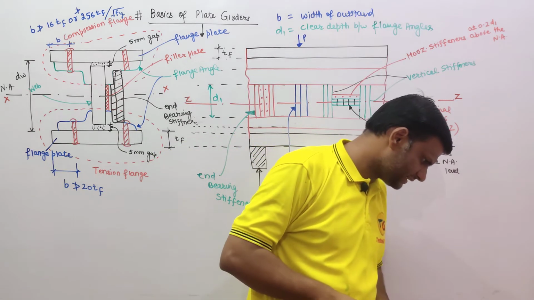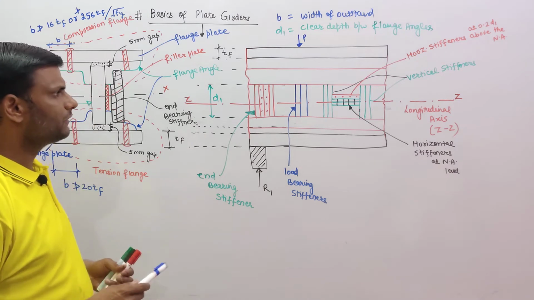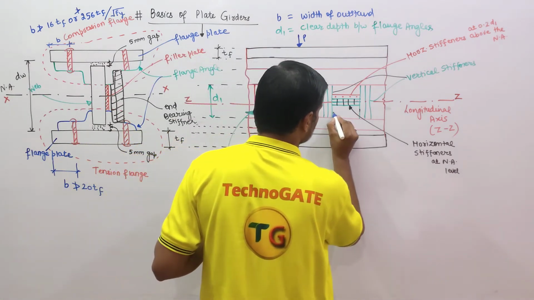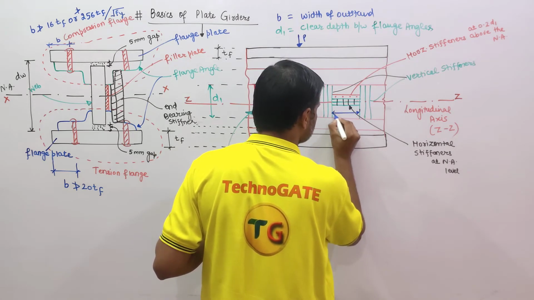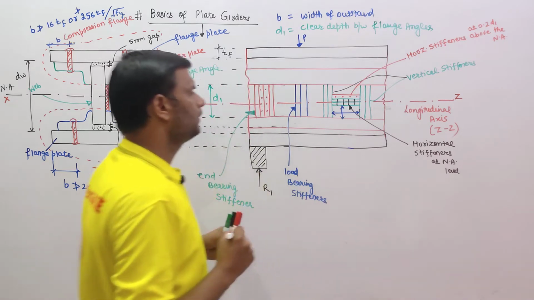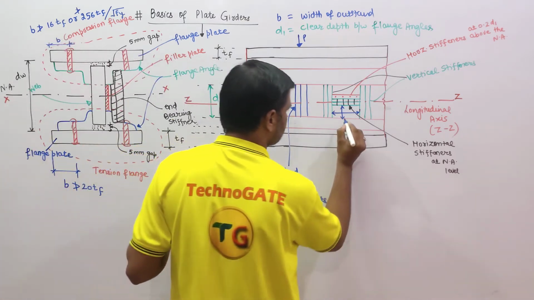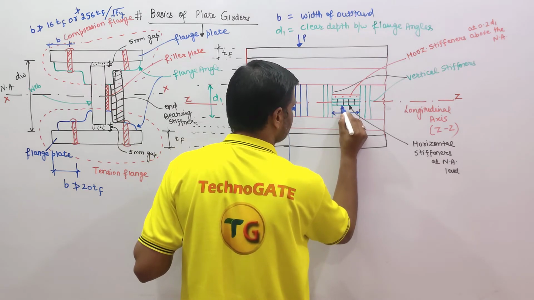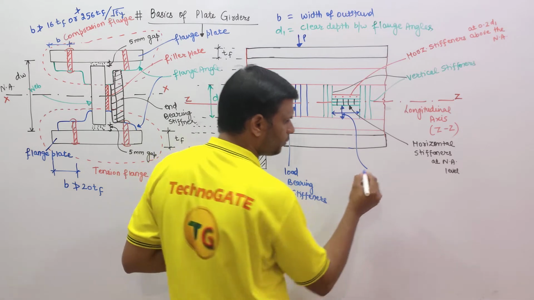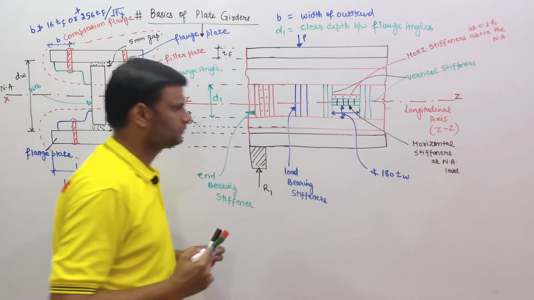Let me check if anything remains. Okay, one point is left. After providing all the kinds of stiffeners, let us suppose that these are two dimensions. One dimension is this one and the second dimension is this one. Obviously, one dimension will be the lesser dimension. That lesser dimension shall not be less than 180 times TW.